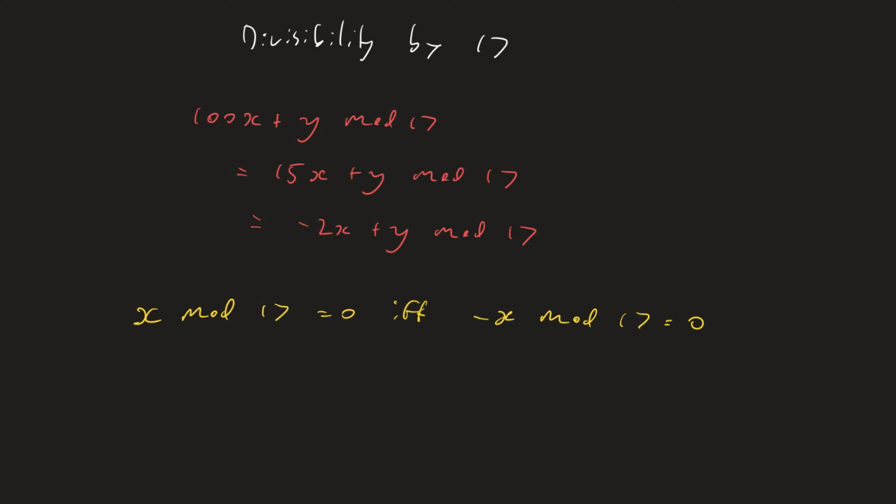So we see that if negative 2x plus y modulo 17 equals 0, in other words, if negative 2x plus y is divisible by 17, then our original number is divisible by 17. And since a number modulo 17 is 0 if and only if its negative is also equal to 0 modulo 17, we're free to choose either y minus 2x or 2x minus y in here. Whichever one gives us a positive number would be more convenient.